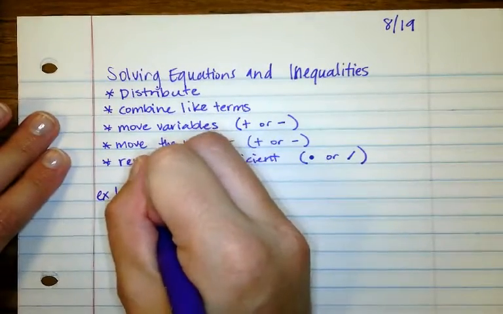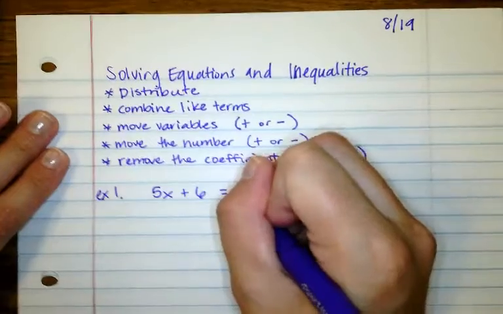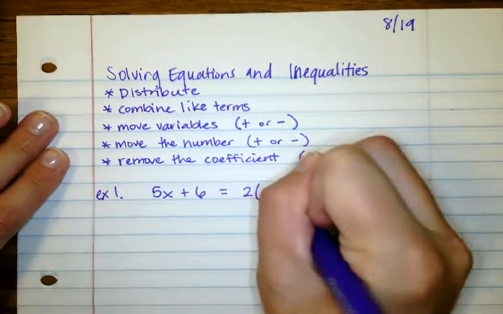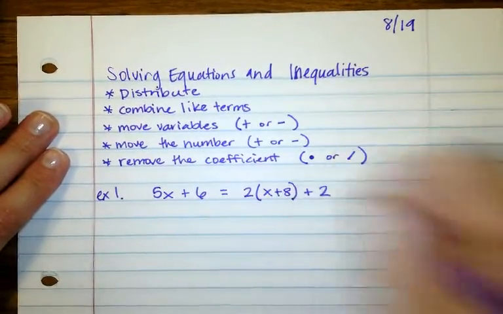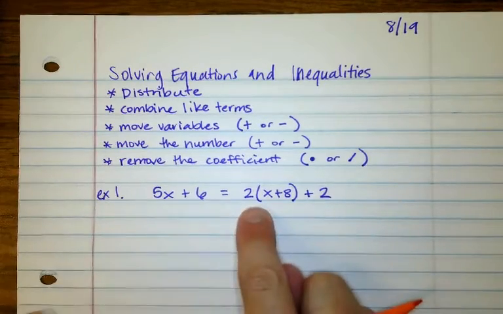Okay? So we have 5x plus 6 is equal to 2 times x plus 8 plus 2. Okay? So here we go. 5x plus 6 equals 2 times x plus 8 plus 2. So my question for you guys is, do we need to distribute? Do we need to do that first step? Yes, we do. We have a parentheses, okay?